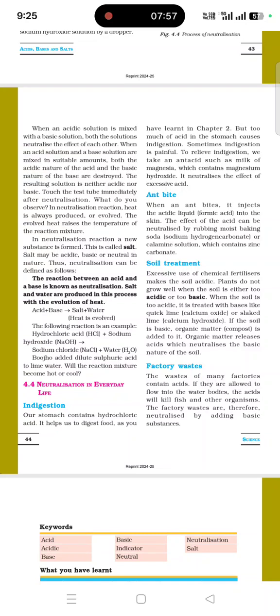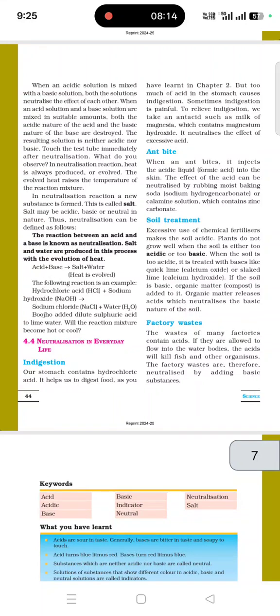Whereas if you are using a strong base, then the salt formed will be a basic salt. While if you are using both a weak acid and a weak base, the salt will be a neutral salt. Also, in the case of a strong acid and strong base combination, the salt is going to be a neutral salt.